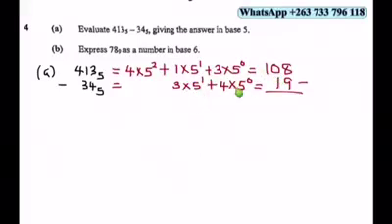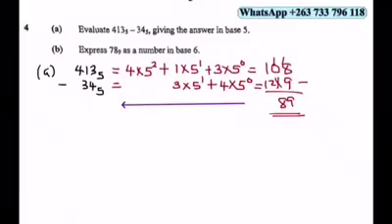Here it's 15 plus 4, which is 19. Then we subtract here 108 minus 19. So 108 minus 19 is 89. Then we convert this back to base 5.